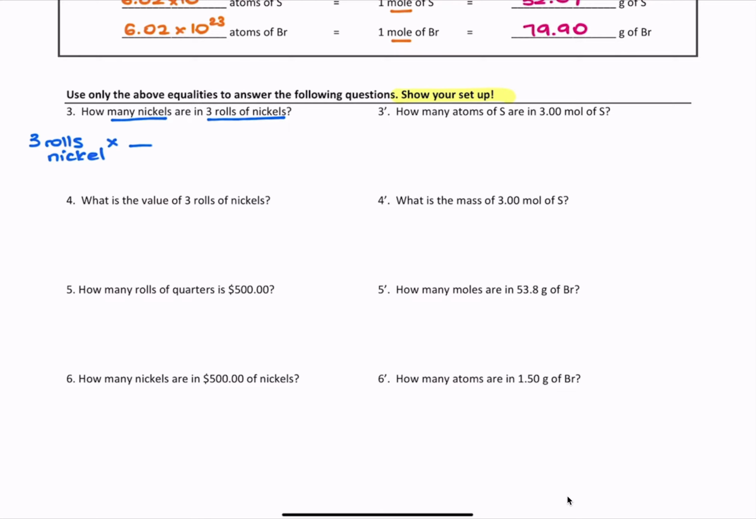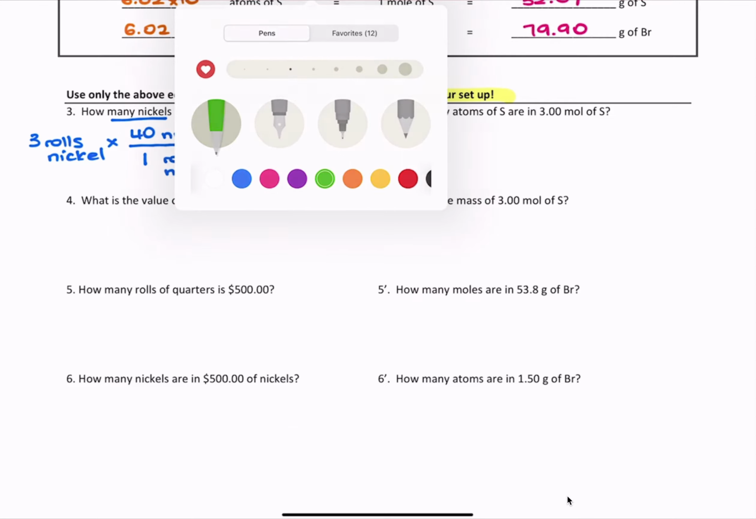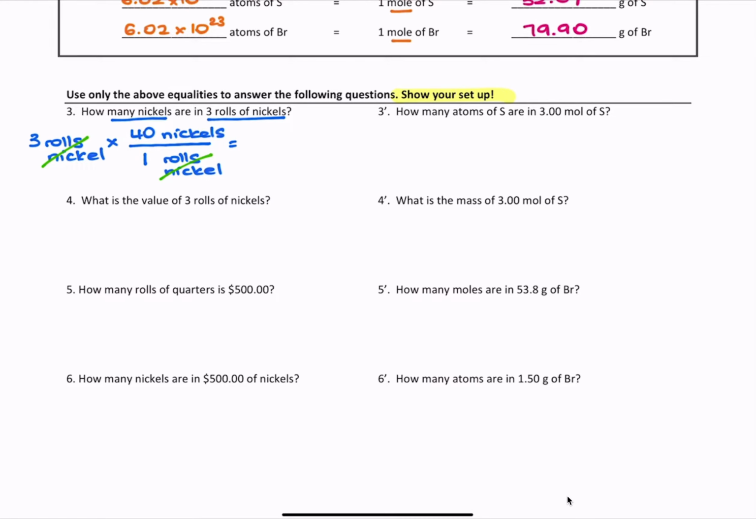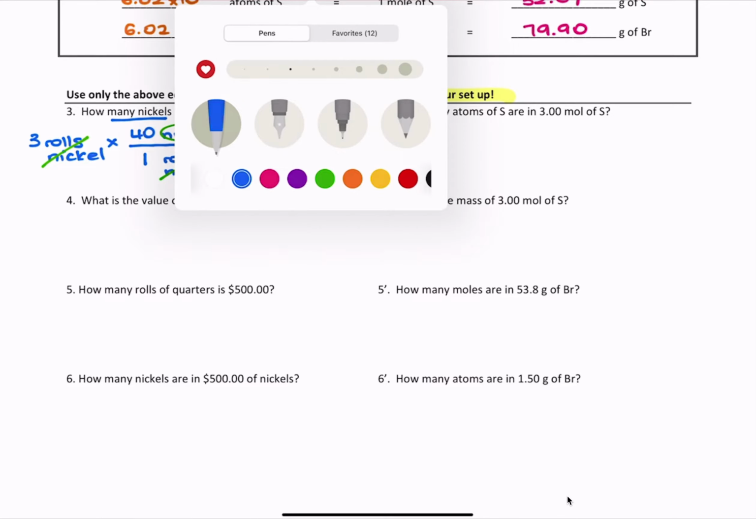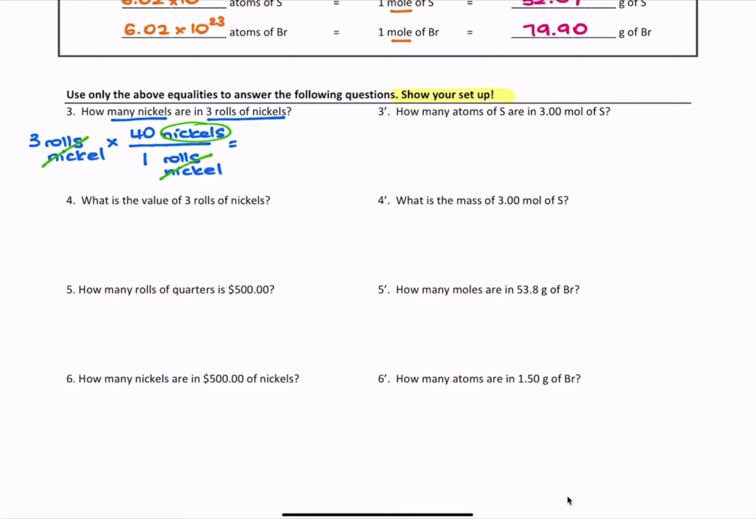We want to use the dimensional analysis to cancel the rolls of nickel and to convert into nickels. We know that there's 40 nickel per roll. Therefore, 3 roll will contain, we're going to cancel the roll of nickel. We're left with nickel, which is what we wanted. And 3 roll of nickel contains 120 nickels.